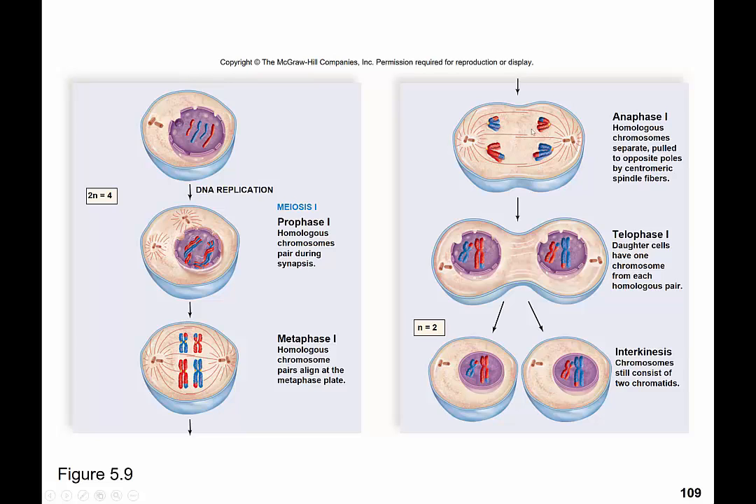In anaphase, we have homologous chromosomes that are separated and pulled to opposite poles. During telophase 1, daughter cells have one chromosome from each homologous pair. So we can see we already have genetically different cells here. Interkinesis is this in-between time between meiosis 1 and meiosis 2, which is the first division and the second division of the nucleus.